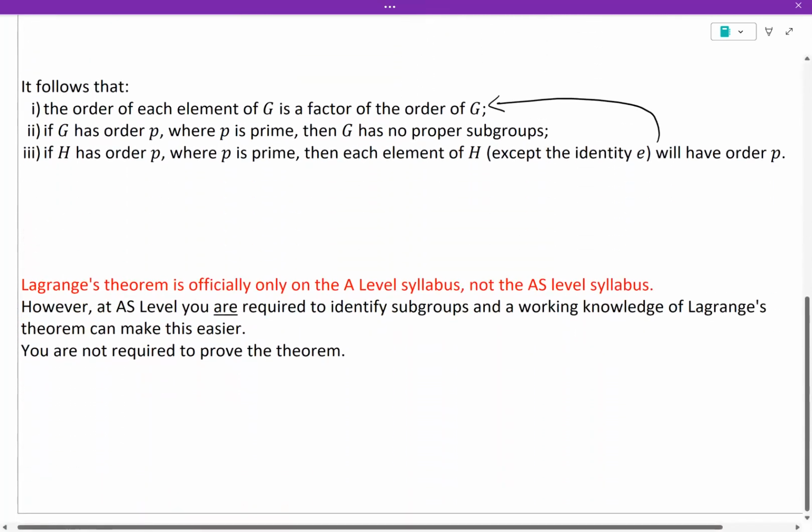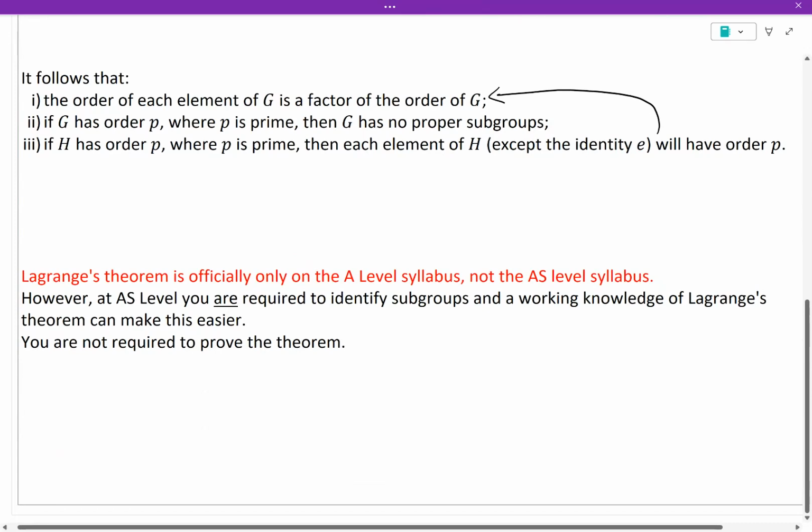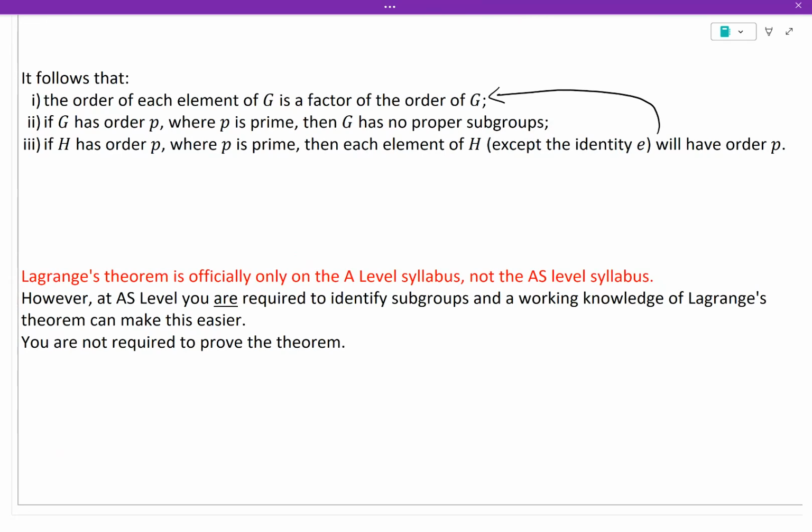So Lagrange's theorem is officially on the A-level syllabus and not on the AS one. However, it's going to be very useful to finding subgroups, which you do need to be able to do at AS level. That is why I'm going for it now.